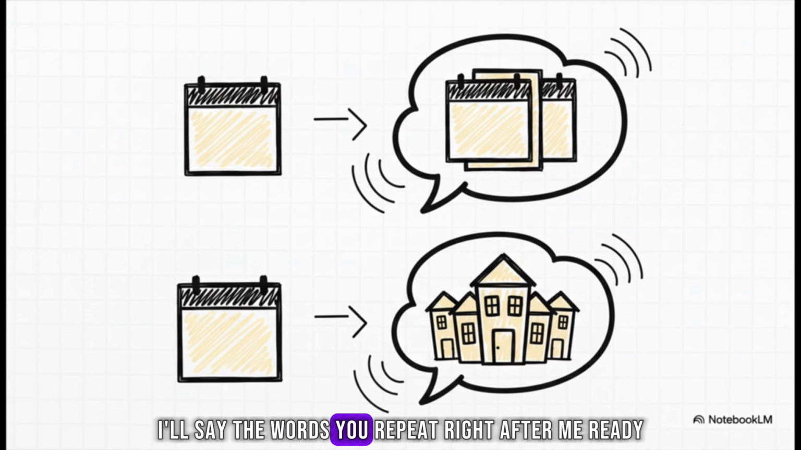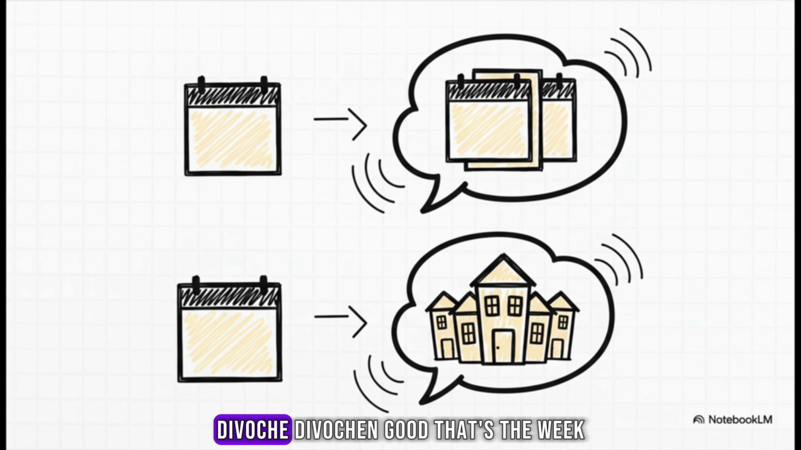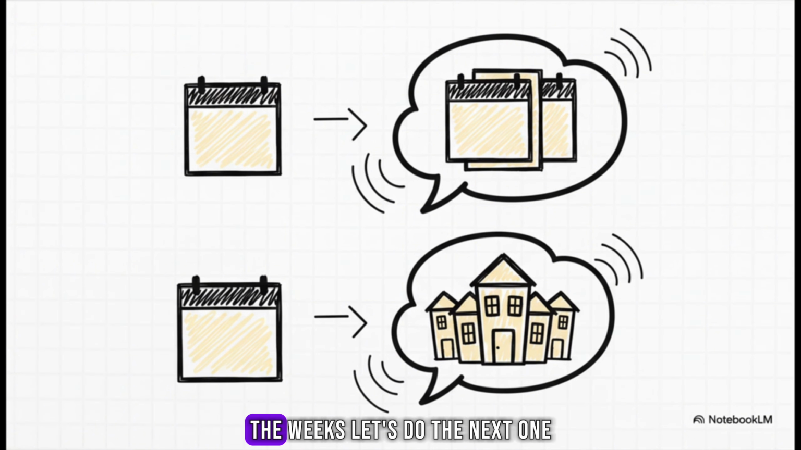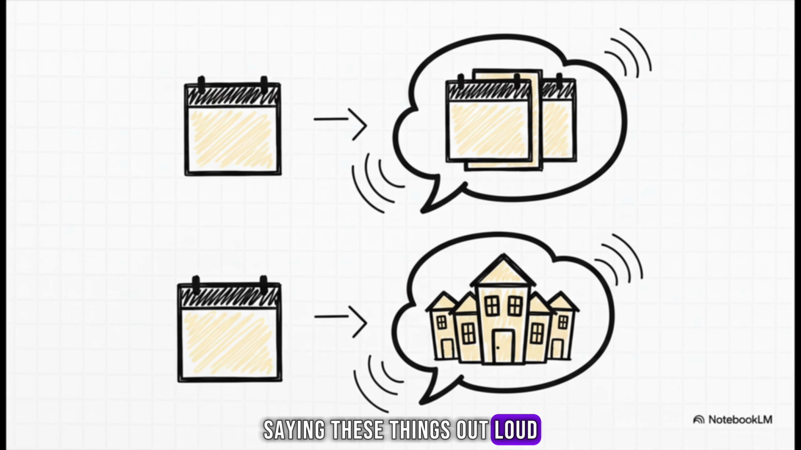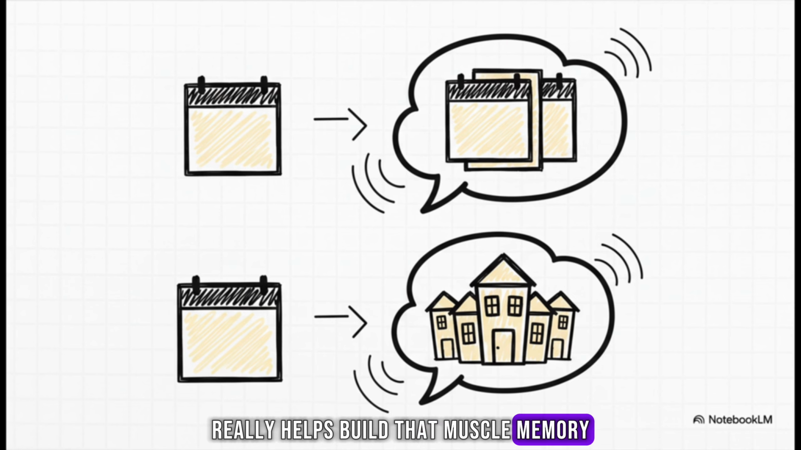Okay, time for a little practice. I'll say the words, you repeat right after me. Ready? Die Woche, die Wochen. Good, that's the week, the weeks. Let's do the next one. Die Schule, die Schulen. And that's the school, the schools. You know, saying these things out loud really helps build that muscle memory.